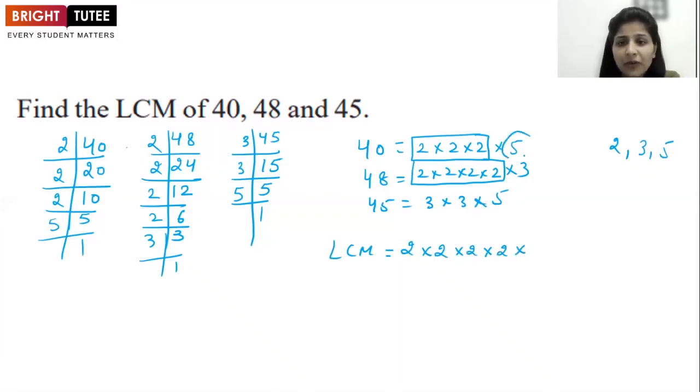Then I come to 5. 5 is coming 1 time here, 1 time here. So maximum it is coming 1 time. And if I talk about 3, 3 is 1 time here, but 2 times here. So 2 times we will take it.